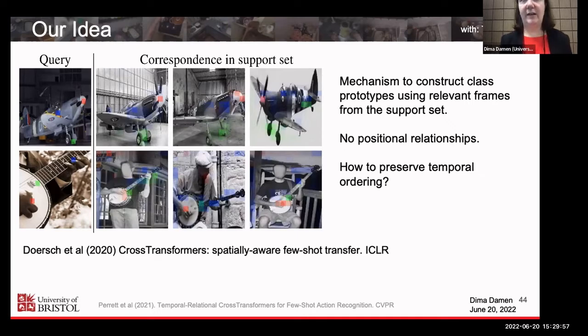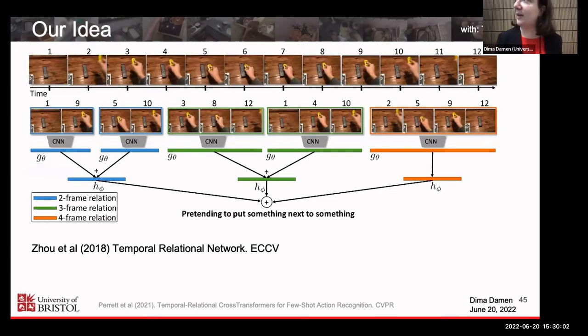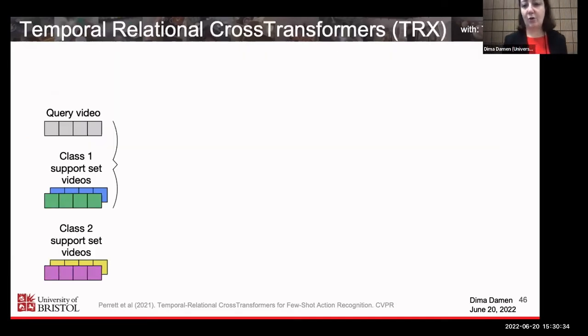But it's not enough to do that on individual images when you talk about actions. So we relied on another really old work that I really like. This is ECCV 2018. If you haven't read Temporal Relational Network, go and read that. I think it still is very relevant, and we haven't picked up on that yet in transformers, where you actually build a representation from different n-grams of frames. So you have 2-frame relations, 3-frame relations, 4-frame relations. That's really important because some actions are more fine-grained than the others and thus require more samples to be recognized. So we put the two ideas together into what we call TRX, Temporal Relational Cross Transformer.